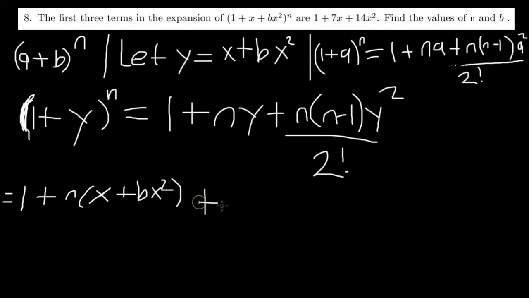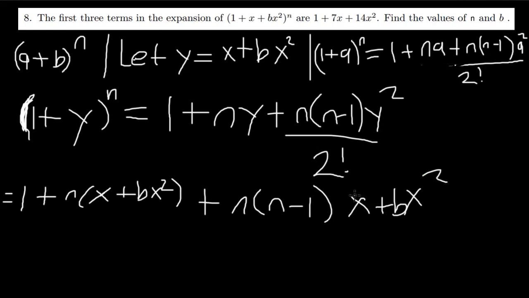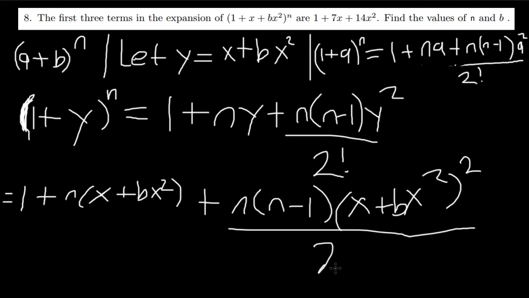Then plus n. So this is going to be n open brackets n − 1, then while there is y, as usual, we put x + bx², like that. Then everything squared over 2 factorial. We all know that it's just the same as 2.